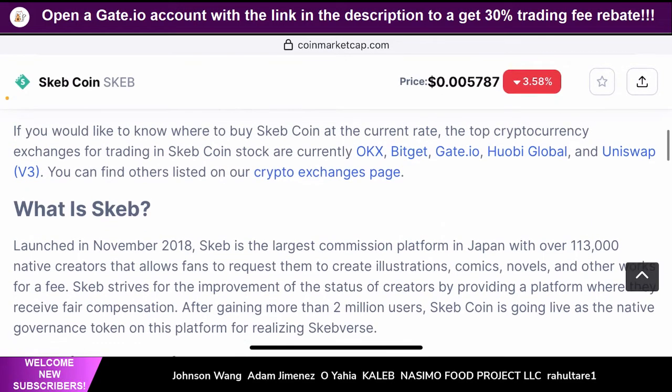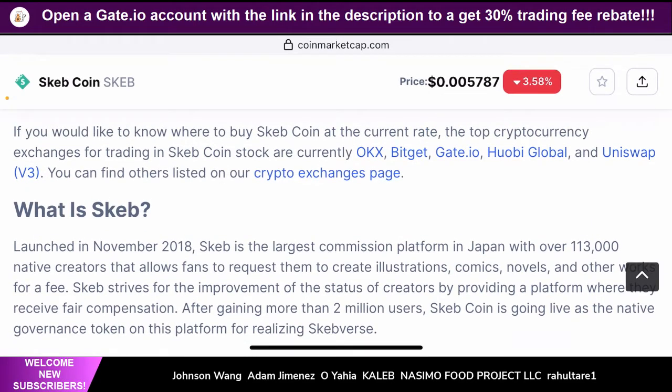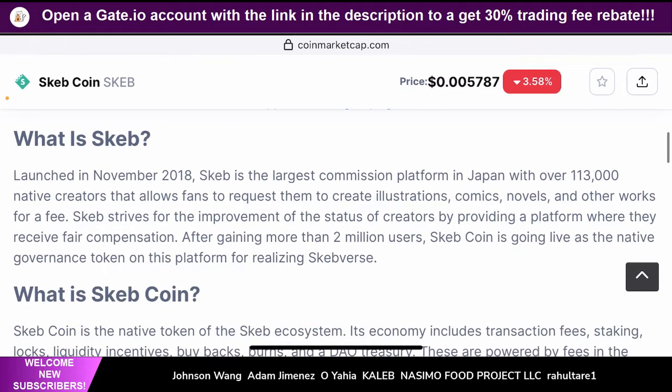So after gaining 2 million users, they are starting to go live with their governance token called the Skipcoin, which is the token of interest of this video. And they are obviously trying to reveal their Skebverse, which is a metaverse, right? So this is pretty much a quick overview of what the SKEB platform is all about. Now let's talk about the Skipcoin itself, right?